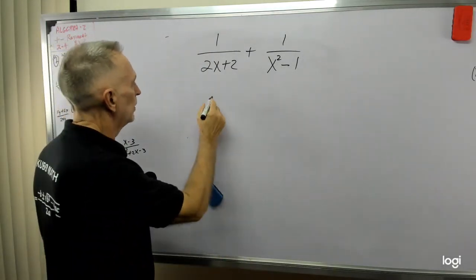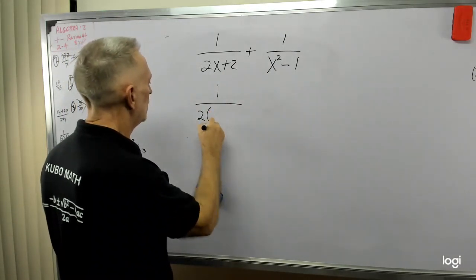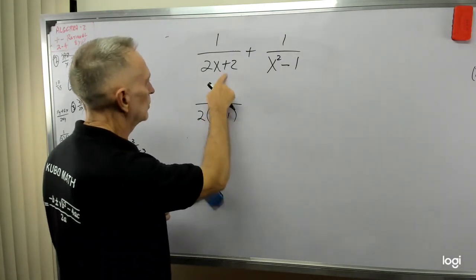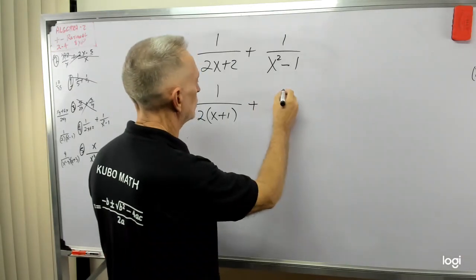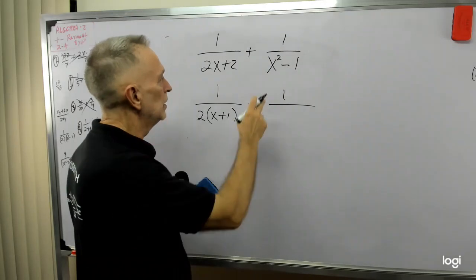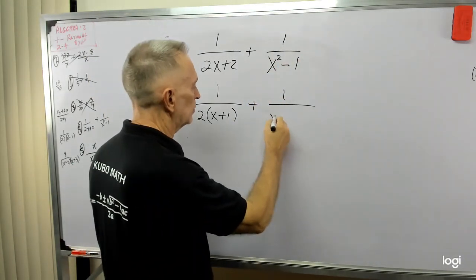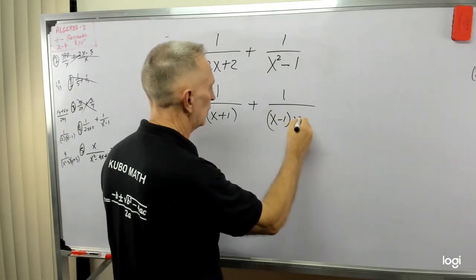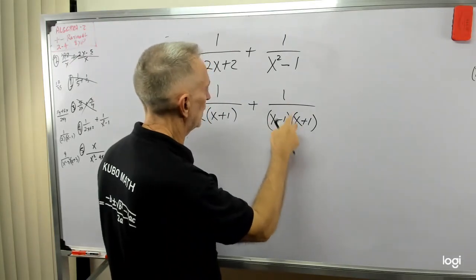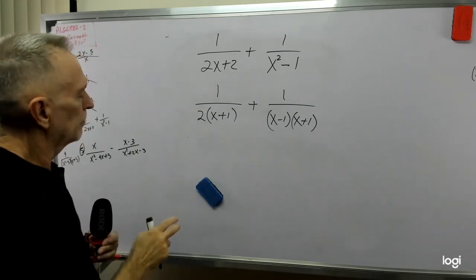For example, let's factor this. 1 over 2, I'll factor the 2 out, times x plus 1. So 2x plus 2. Because with this one, I noticed that this is the difference of two squares. This is x squared minus 1 squared. So that's x minus 1 times x plus 1. So x squared minus x plus x minus 1. So that works out.